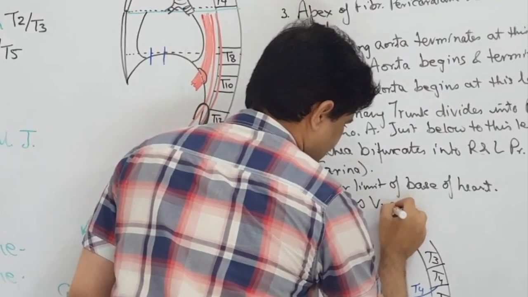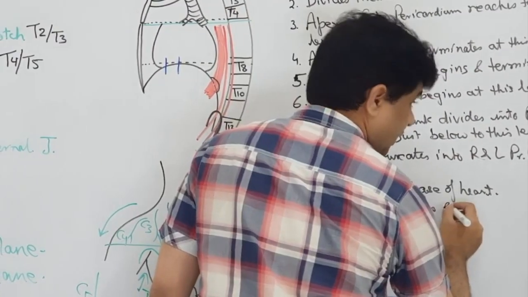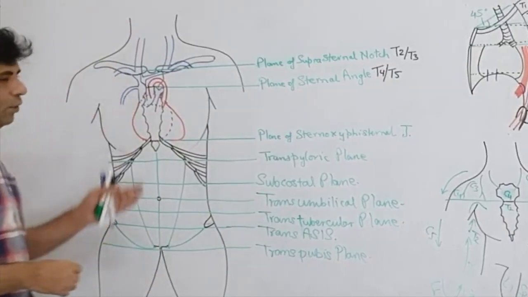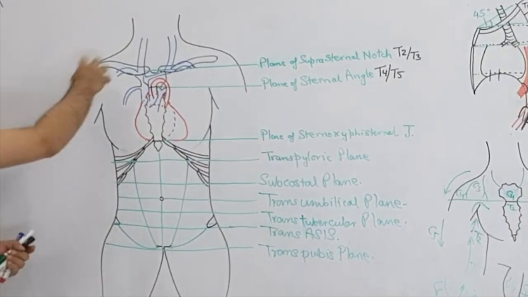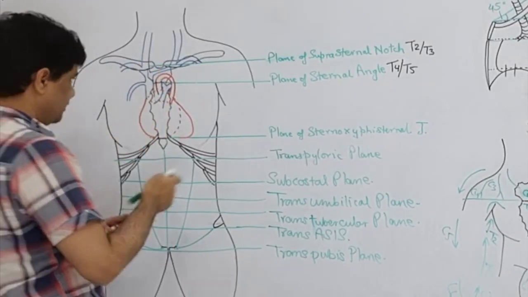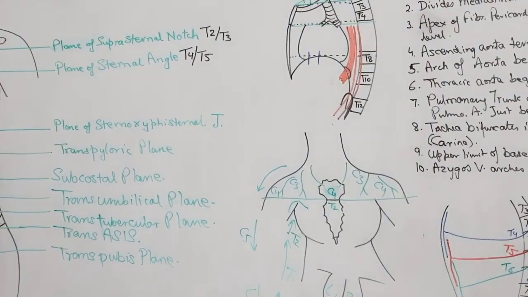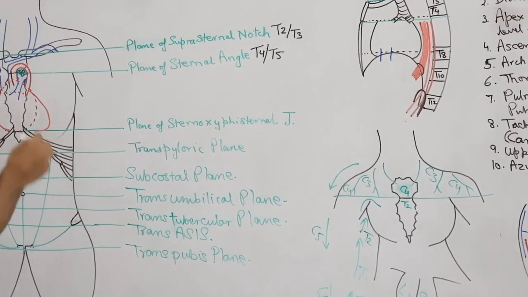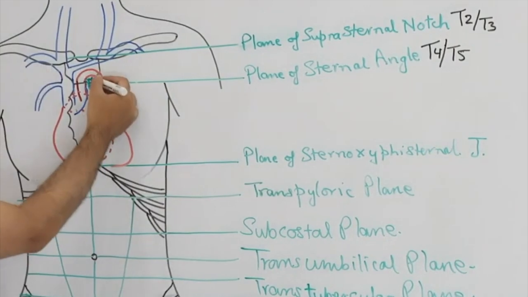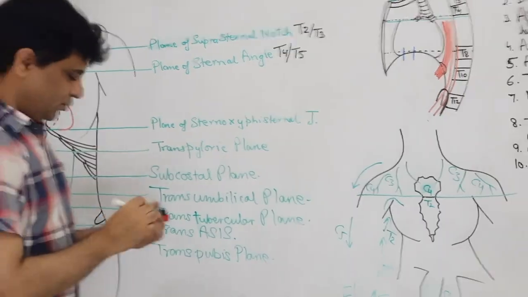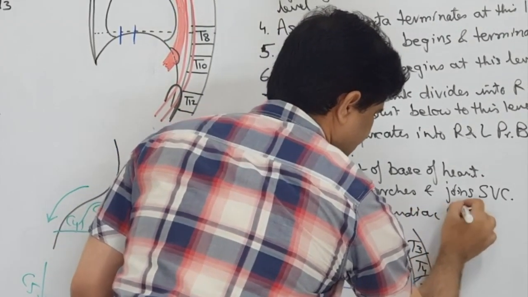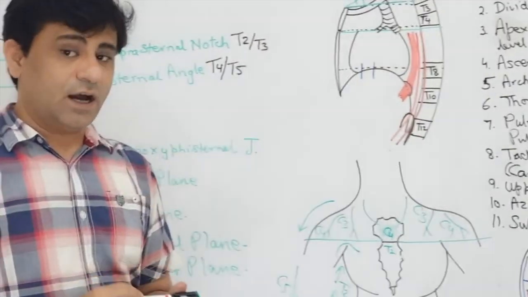Azygos vein arches over the root of the right lung and joins the superior vena cava at this level. Just below this is the arch of the aorta, because the arch of the aorta is lying at the level of T4. So just below that is a plexus. This plexus is placed under the curvature of the arch of the aorta over to the right pulmonary artery, and this is called the superficial cardiac plexus. So you can add this point here: the superficial cardiac plexus lies at this level under the arch of the aorta.